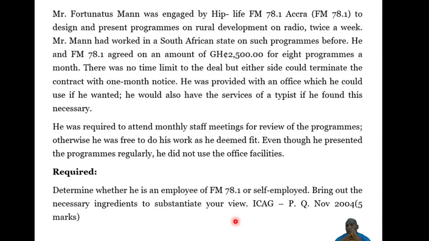No, because it's work that has been delegated to you, and delegation is restricted. So this guy can delegate this job to somebody else to do once he deems it fit. Even though he presented the programs regularly, he did not use the office what? Facilities. So that should tell you about the compulsion the employer had to provide you tools to do the work. He was providing his own tools, by way of even the office space, using his own office space or environment to do the work. So if you look at the ingredients in this particular case, if you're not careful, you may think that the person is an employee. No. The person is rather what? A self-employed.